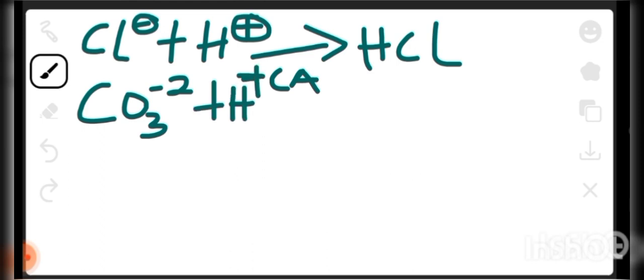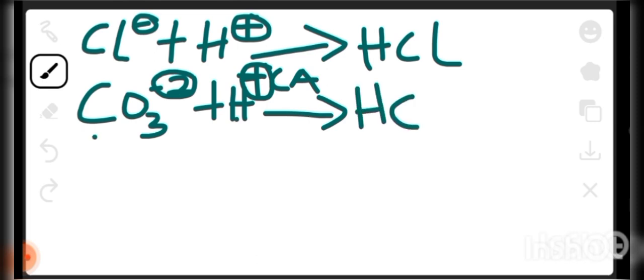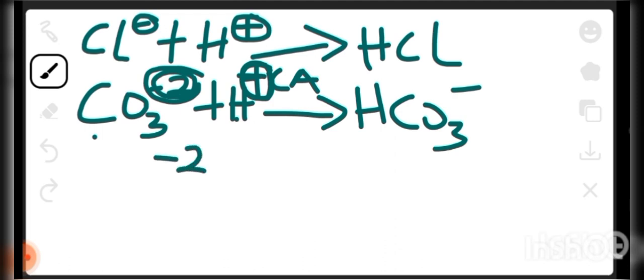Add H plus. Then the conjugate acid becomes plus 1 minus 2. Okay, H plus CO3 will be HCO3. Then plus 1 minus 2. What do you have? Minus 1. Do you get that? This minus 2 here, plus this plus 1 that is there. Minus 2 plus 1 will give us what? Minus 1.